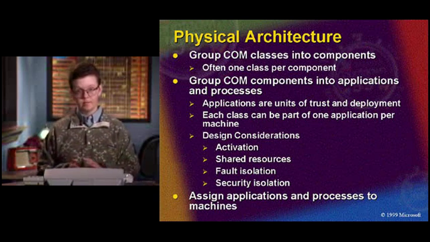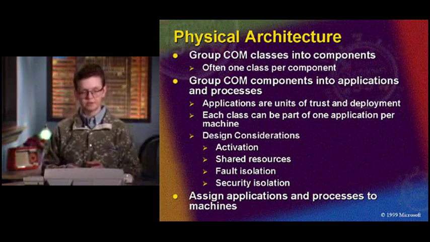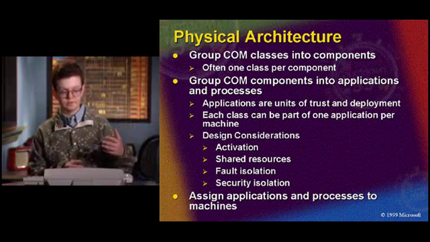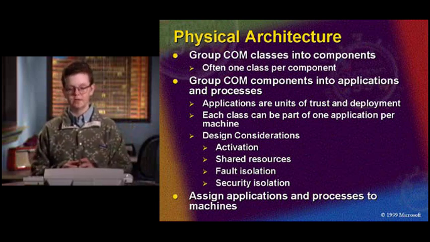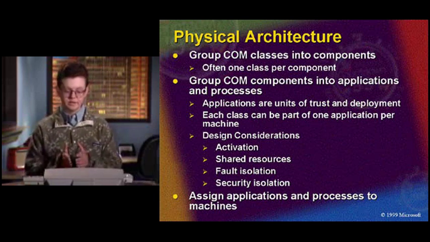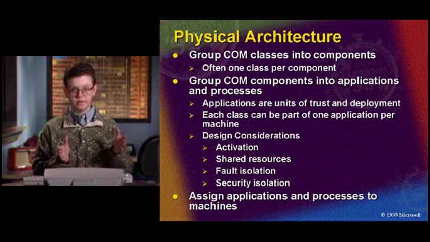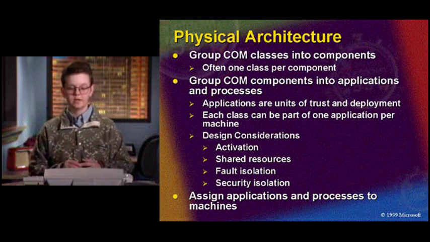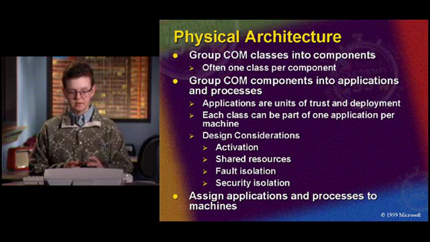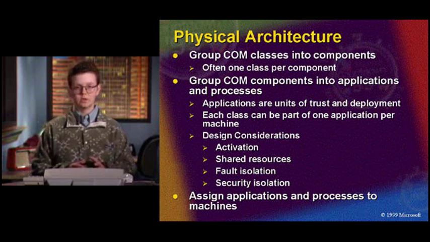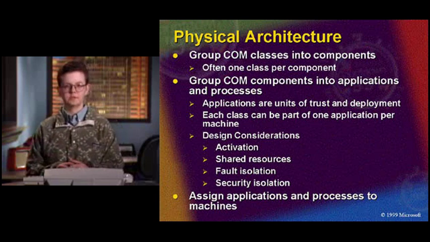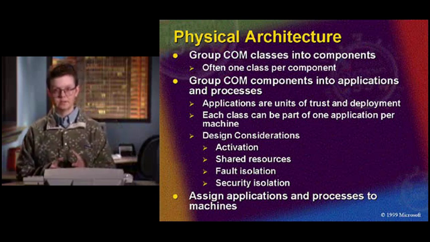And then you need to go about assigning applications and processes to particular machines. That's going to depend partially on your deployment constraints. You're also going to have to tune this based on your performance requirements. You may need to implement load balancing to get the scalability you want. So the key thing here is to not make decisions too early. You want to maintain flexibility in how you assign components to applications and processes as long as possible.